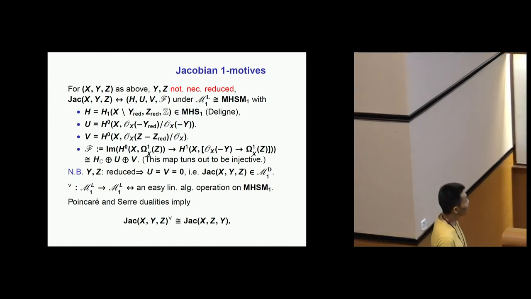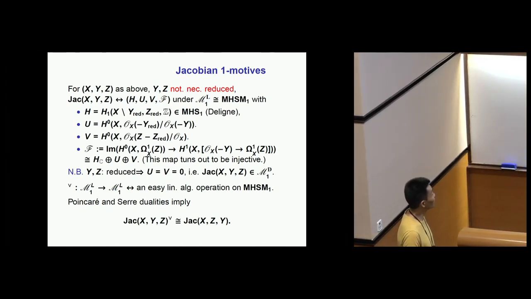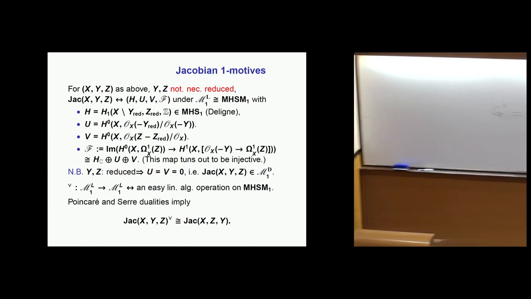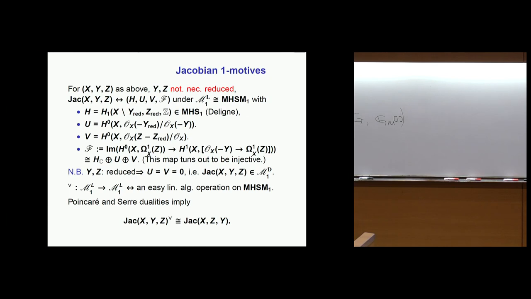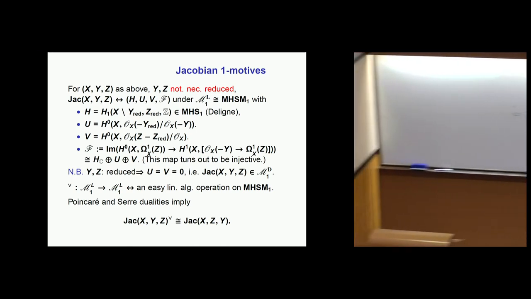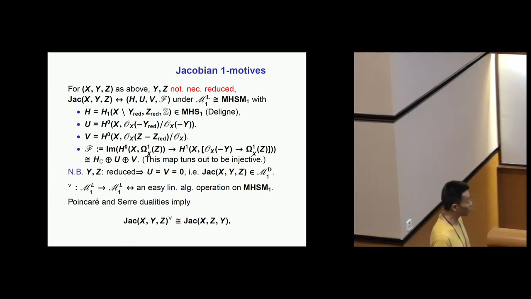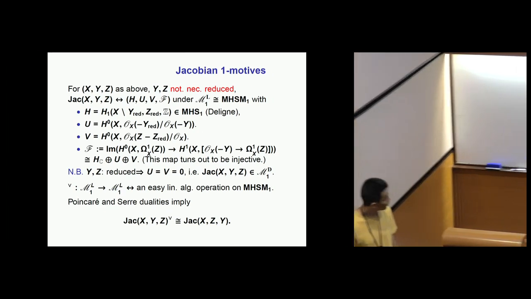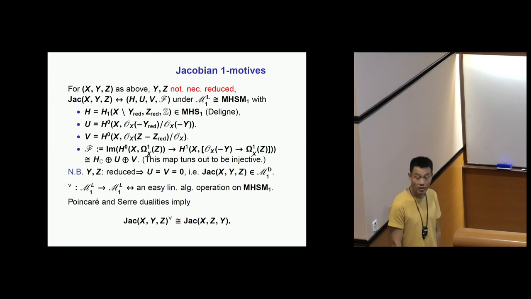Okay, then the last remark in this one-dimensional case is that, again, duality on the level one motifs can be interpreted by easy linear algebra operations in our category. So the general duality result for Jacobian one motifs can be explained by Poincaré duality for these relative cohomology groups, together with, this time, coherent cohomology for curves, so we also need Serre duality. The combination of these two duality theorems implies the aforementioned duality for level one Jacobian motifs. So this is the end of the explanation for the case of curves and the level one case.